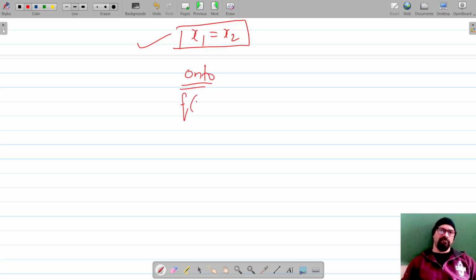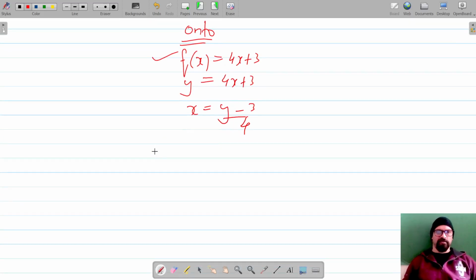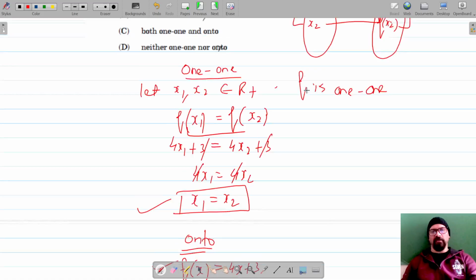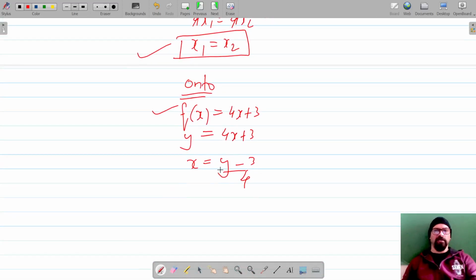our function is f(x) is equal to 4x plus 3. f(x) means output, which is y. So y equals 4x plus 3. Okay, let's get x from here. So x is equal to (y minus 3) by 4. And let's say this is x and this is y. So x are all positive numbers, and y are all real numbers.